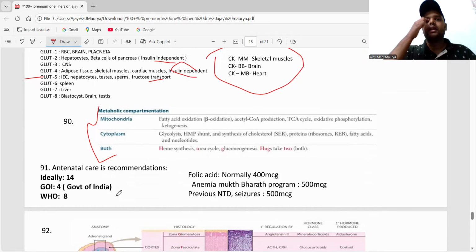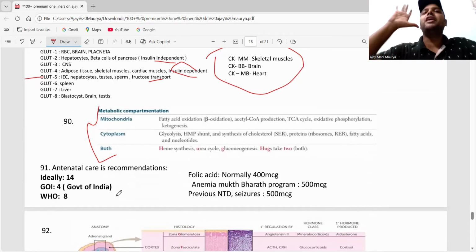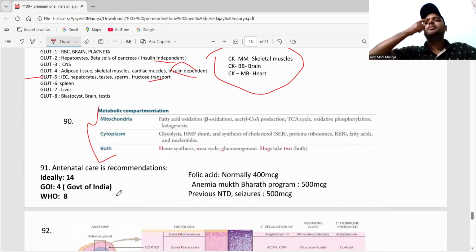Bolo, type karo. Next one is the patient having a previous NTD, neural tube defect, then you have to give the supplement. How much? 500 mcg. And if the patient has a previous history of NTD and wants to plan a pregnancy, they have to take folic acid for at least 3 months. Okay.